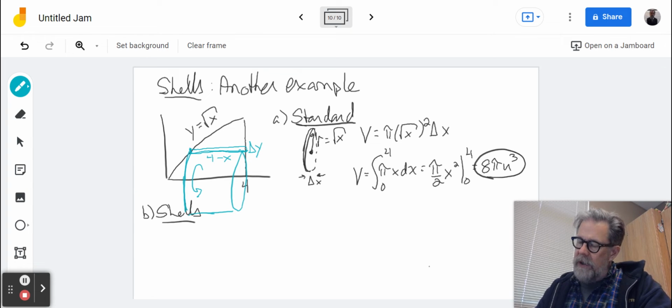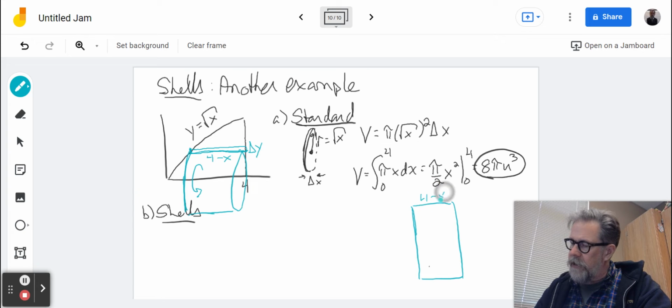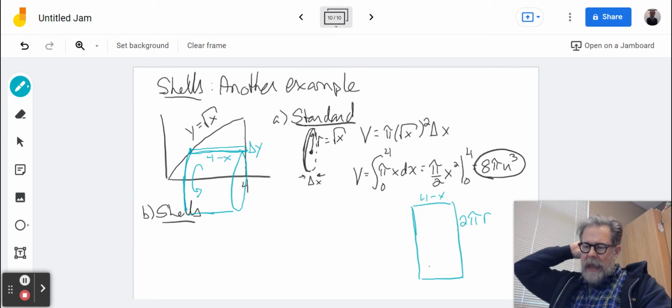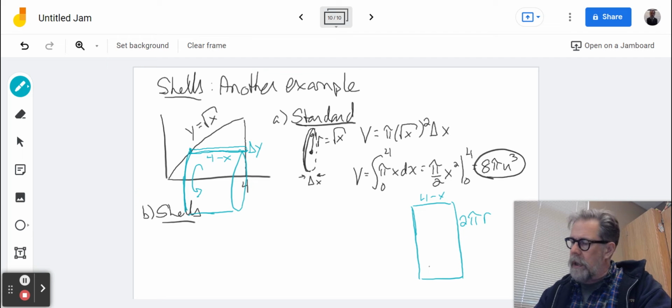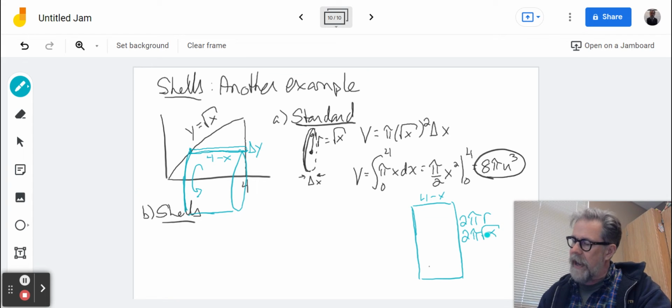And what is the circumference of my shell? Well, I'm going to unroll my shell. And here we've got 4 minus x. Here we have 2 pi r. And what is r? Well, r is the square root of x. So the circumference is 2 times pi times the square root of x.